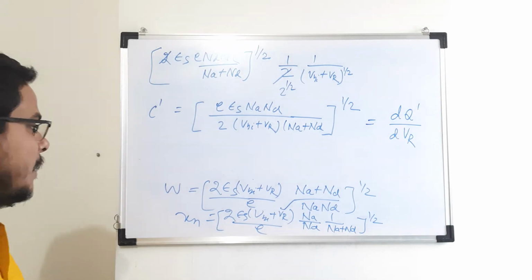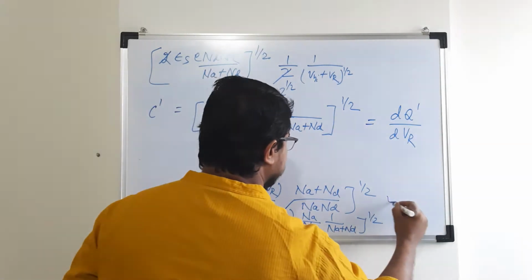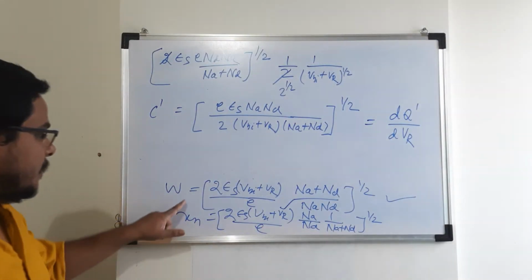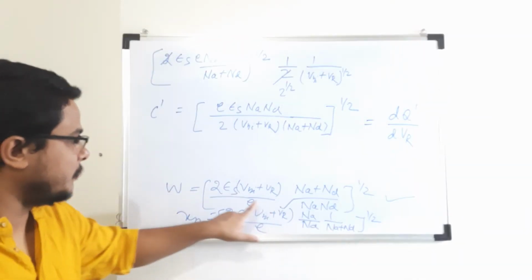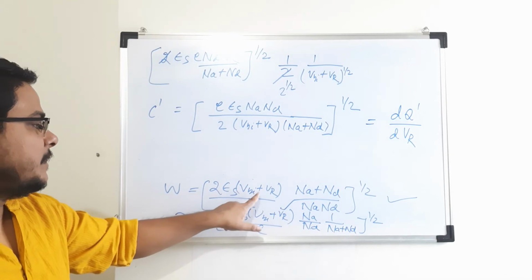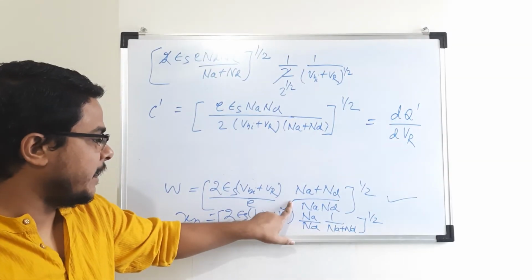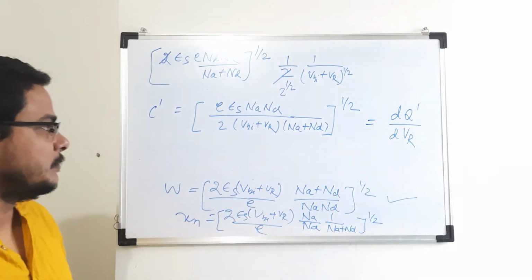Okay, you got this. Now if you see the W value, the W is the space charge width, which is given by this terminology: 2 epsilon s (Vbi plus Vr) by e, and then you got (Na plus Nd) divided by Na Nd, right? So this is what we got.